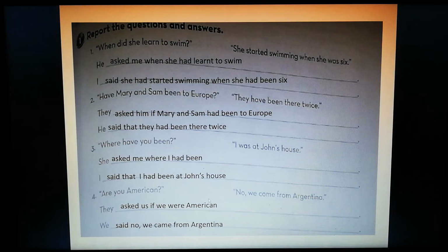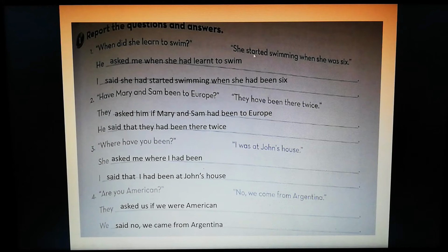Now let's move to your workbook, page 61, exercise number 1. Report the questions and answers. Here we have questions and we have their answers. The question here, number 1. When did she learn to swim? He asked me when she had learned to swim.